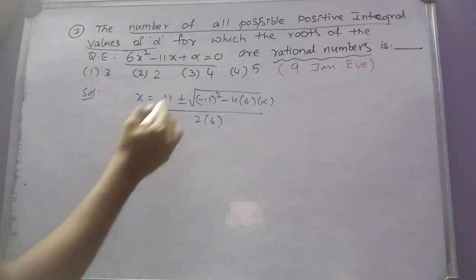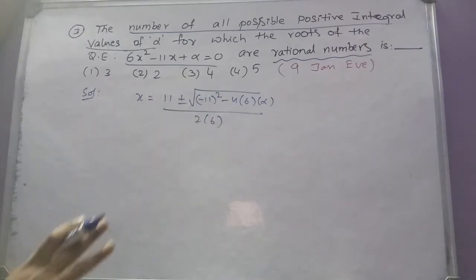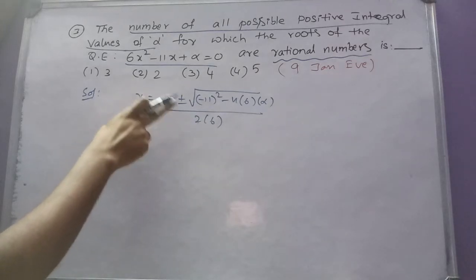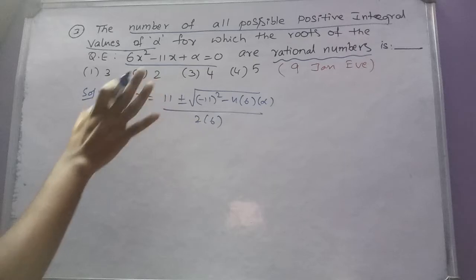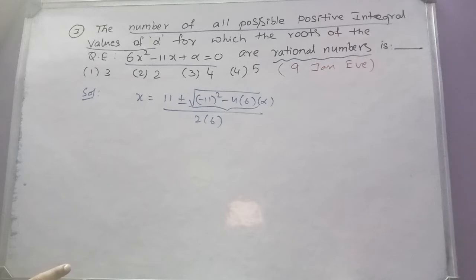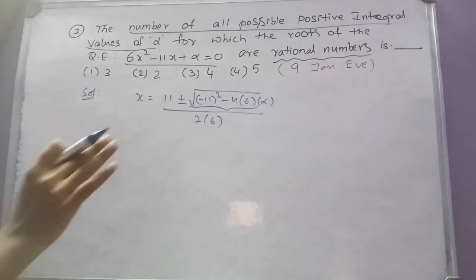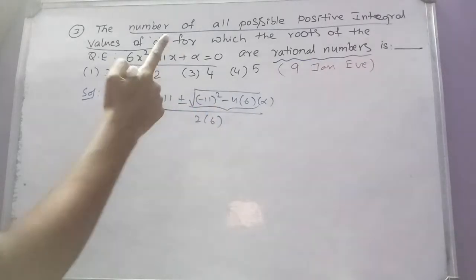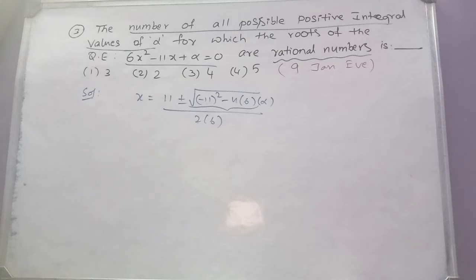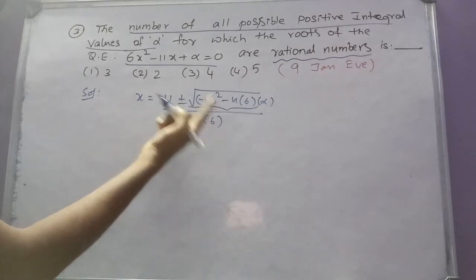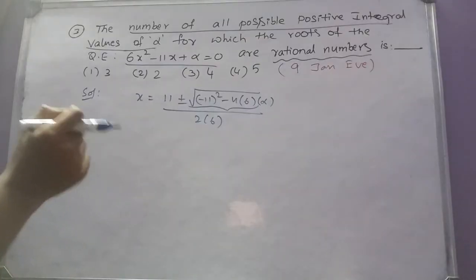Observe one thing. This is an integer only. Plus or minus something, divided by this, is also an integer only. If you want your roots to be rational, then the numerator must be an integer and the denominator must be an integer. Which means that root over delta must be an integer, and this will become an integer only when the thing inside the square root is a perfect square. Remember this: if the discriminant is a perfect square, then automatically the roots are rational numbers. This is the point that you should note down.